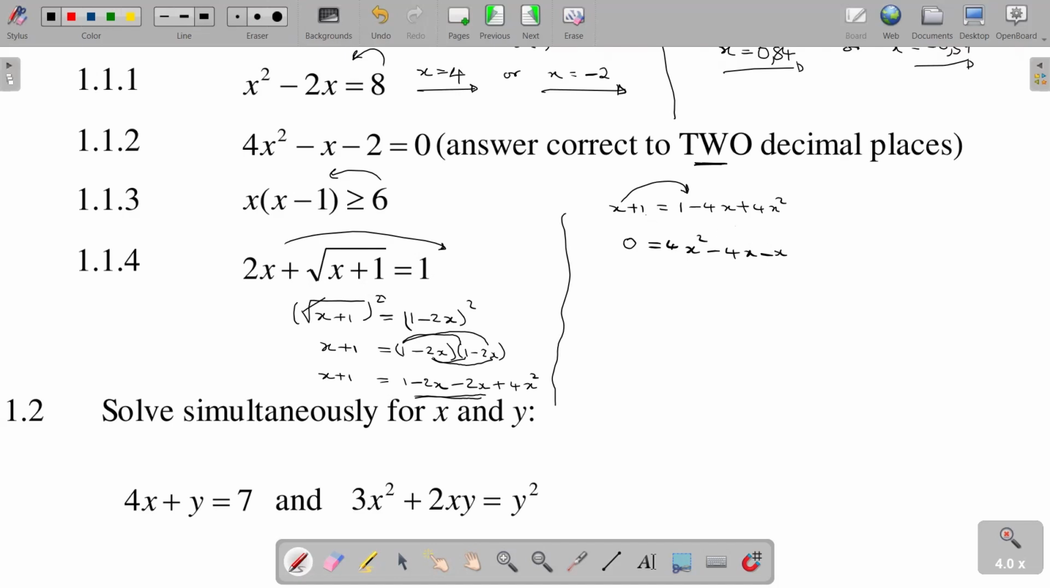Then taking again this one to that side, we are having a positive 1, which is there. Then when we take that, it's minus 1. So this one will cancel out. So we are left with 0 being equal to 4x squared minus 5x. Here, x is a common factor, x.